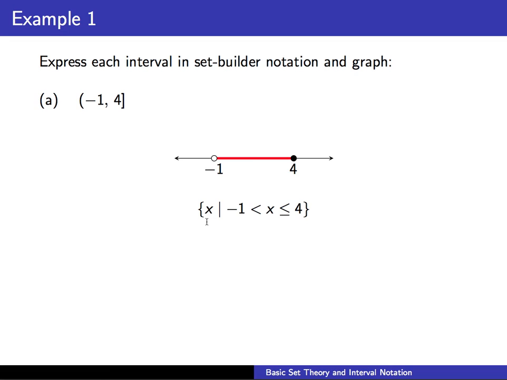So you could read this as the set of values of x where -1 is less than x, which is less than or equal to 4. So don't focus too much on getting the little curly braces and vertical bar part. It's the compound inequality after the vertical bar that is really important.